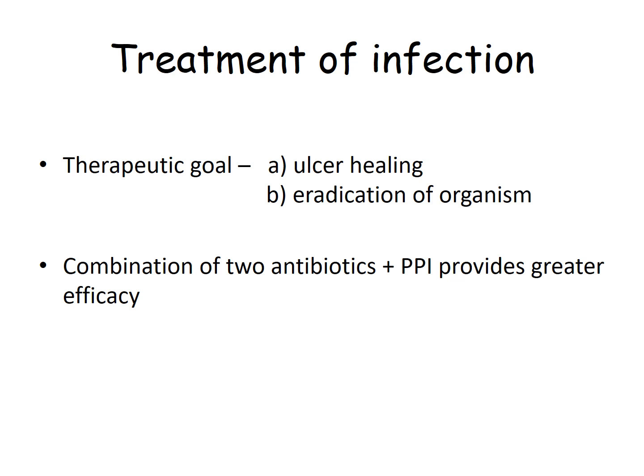Now we will move to the treatment of this H. pylori. Here the therapeutic goal for this treatment is ulcer healing and eradication of the organism. And the most important feature of this regimen is that a combination of 2 antibiotics plus a PPI provides a greater efficacy. So this is the better combination regimen used for treating this type of infection. It is a combination of 2 antimicrobial agents plus a proton pump inhibitor.